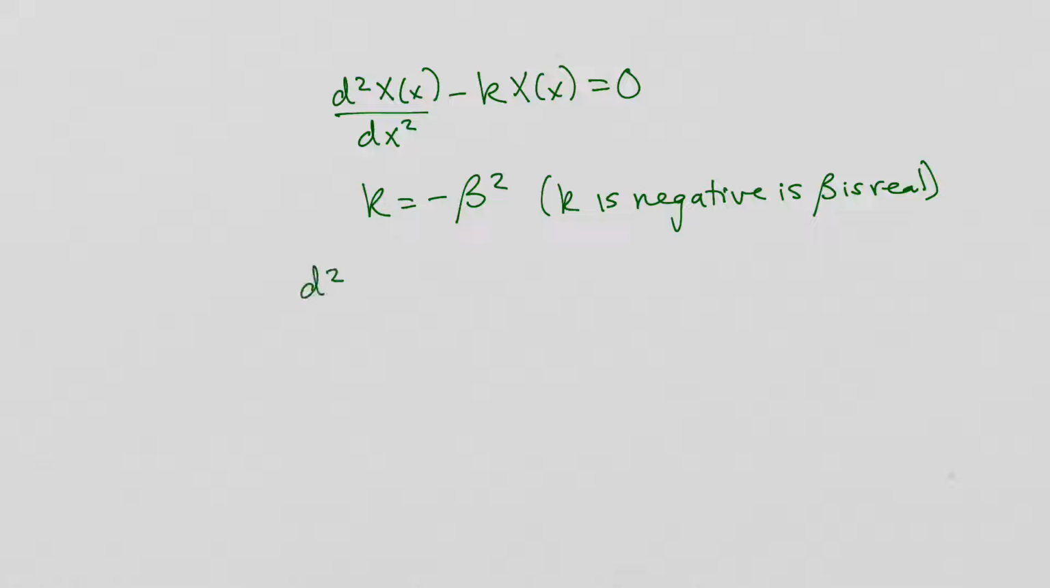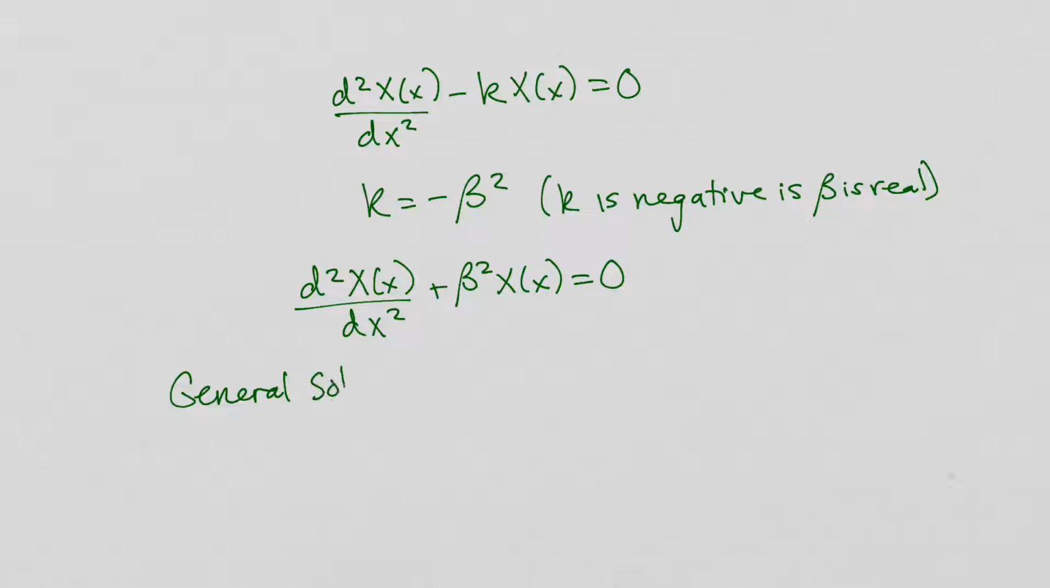So then we have d squared X of x over dx squared plus beta squared X of x equals 0. The reason that this is nice is that knowing that we have an HLD-ECC form of an equation here, we know what the general solution to that equation is. So life is nice for us here. The general solution to our HLD-ECC is this form of equation.